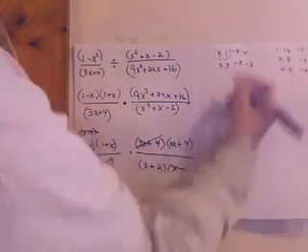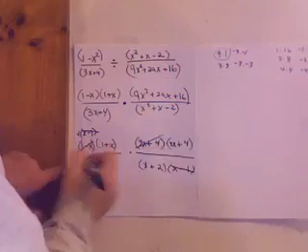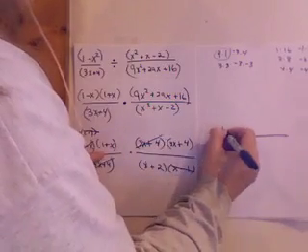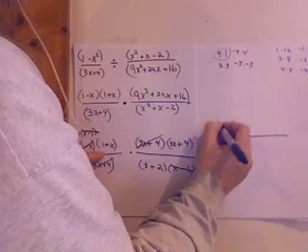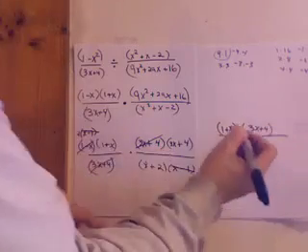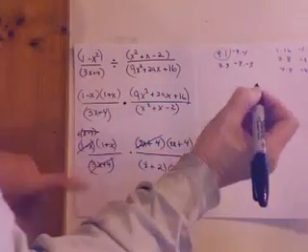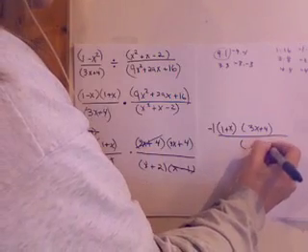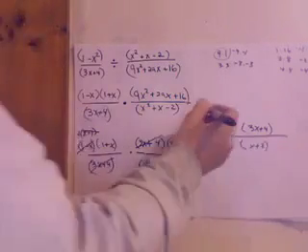So, final answer is, so that was gone. On the top, I have a 1 plus x. I have a 3x plus 4. I have a minus 1. On the bottom, I have an x plus 2. Don't forget that minus 1.